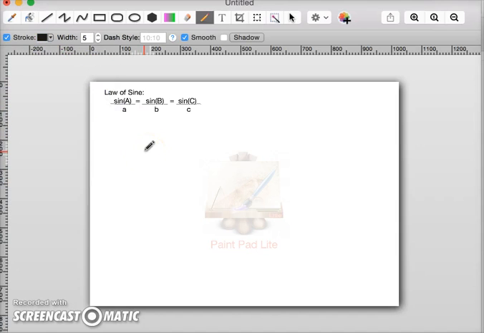As I said before, this formula works for any type of triangle. So I'm going to try to do my best to draw an uneven triangle. All right, that actually looks pretty even, but like I said, this formula can work for any type of triangle. And I'm just going to label these points right here: C, B, and A.